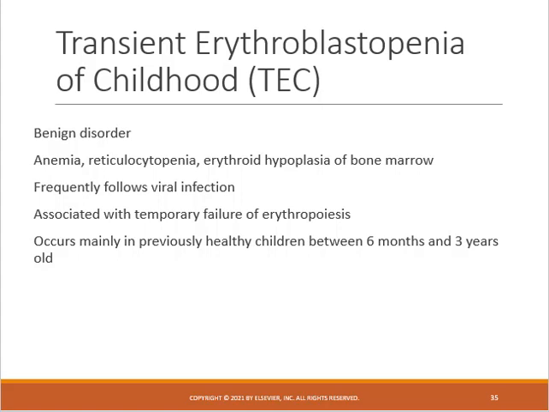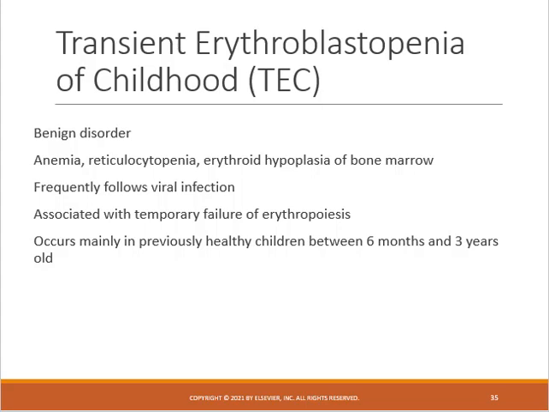The book discusses a condition called transient erythroblastopenia of childhood, TEC. We're not going to go into much detail about that. It's a benign disorder that is seen with anemia and decreased production of erythropoiesis from the bone marrow. It frequently follows a viral infection, and so it's associated with temporary failure of the erythropoiesis system, which stimulates the bone marrow to produce all of the blood cell lines.